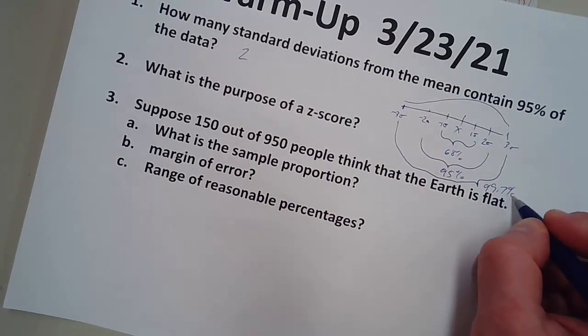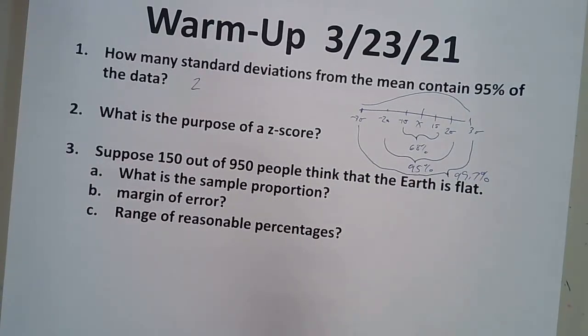So you should know those three numbers as far as that empirical rule and those concepts. But this question is just two standard deviations out, 95% of the data. Next one: what's the purpose of a z-score?